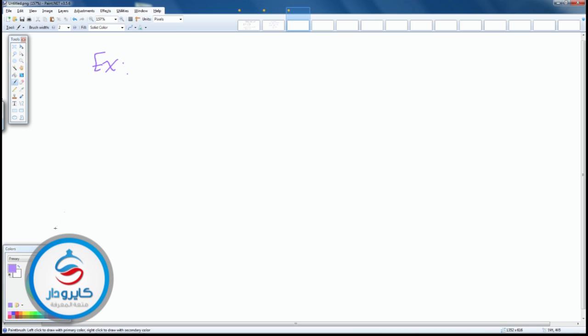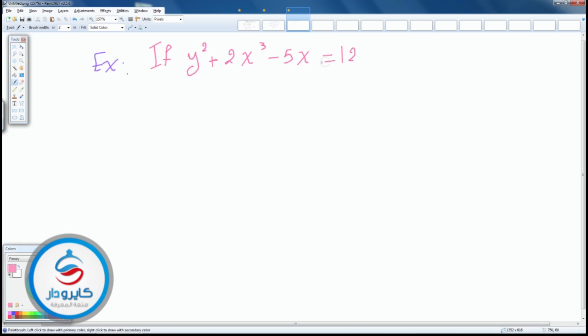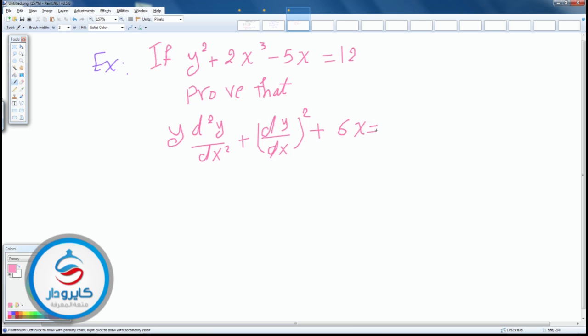Example number 1. If y power 2 plus 2x power 3 minus 5x equals 12, prove that y d2y over dx square plus (dy over dx) all power of 2 plus 6x equals 0. This is the solution.